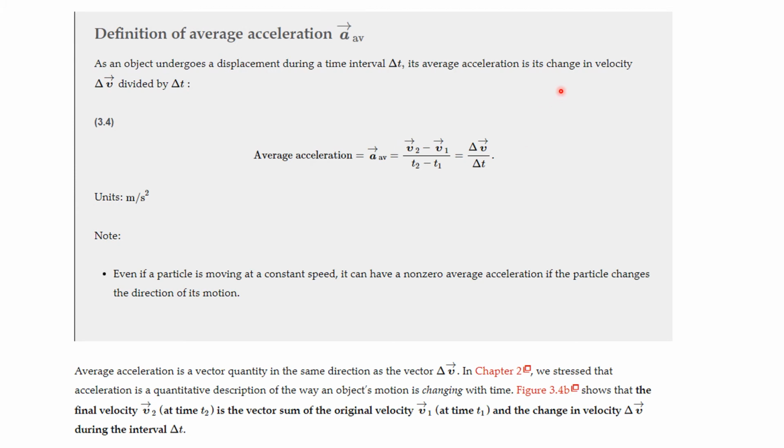We also have a vector quantity for the average acceleration. So the average acceleration as a vector quantity is the change in the vector for the velocity divided by the change in time. The units are going to be meters per square second. And even if a particle is moving at constant speed, it can have a non-zero average acceleration if the particle changes direction during its motion.